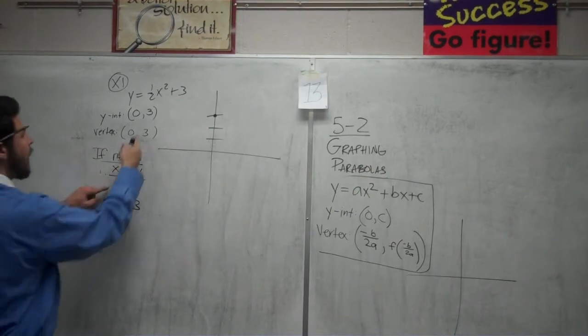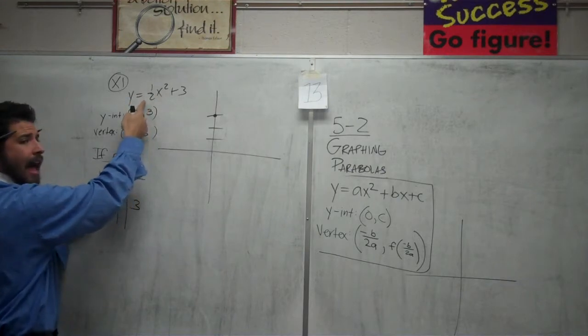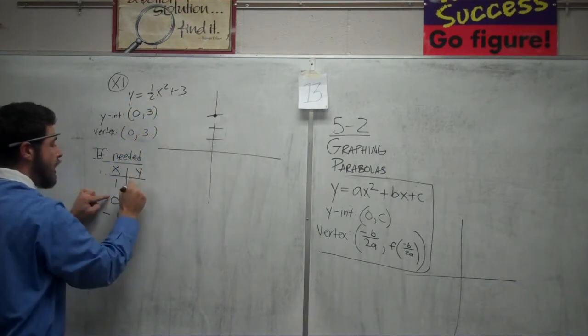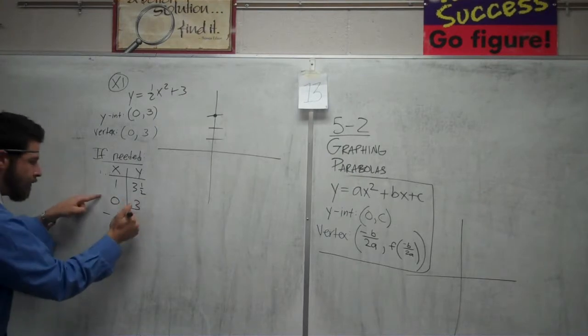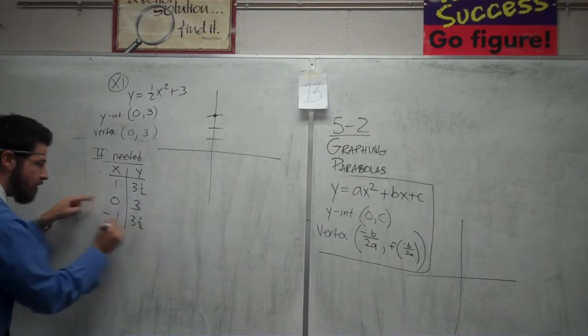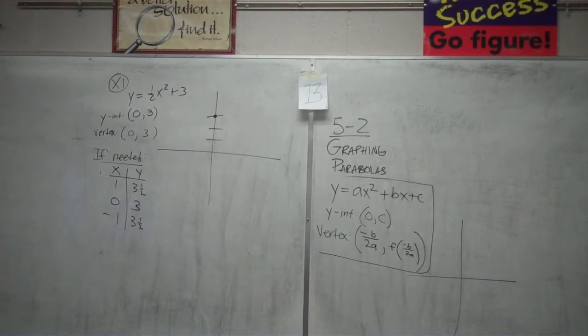Well, let's take 1 and plug it in. 1 squared is 1, and 1 times a half is a half, and a half plus 3 is 3 and a half. So there's my other point that I can use. And I said to you that parabolas are symmetrical. So if 1 gives me 3 and a half, negative 1 should also give me 3 and a half. And it does. If you don't believe me, check it.